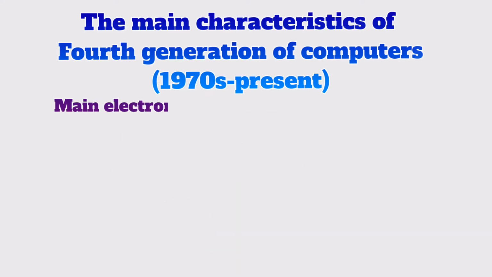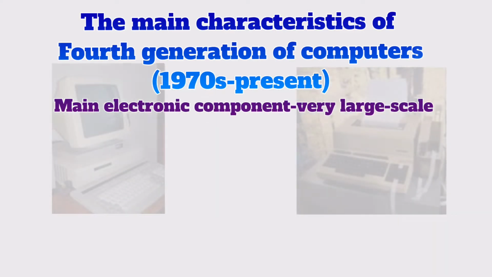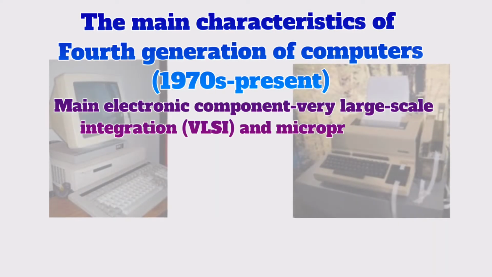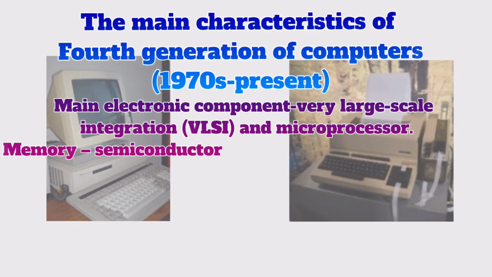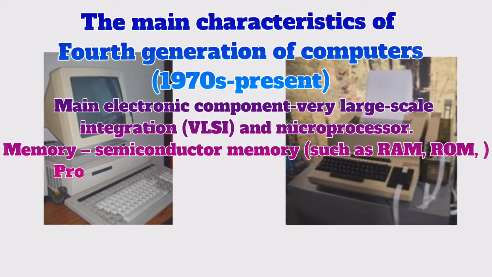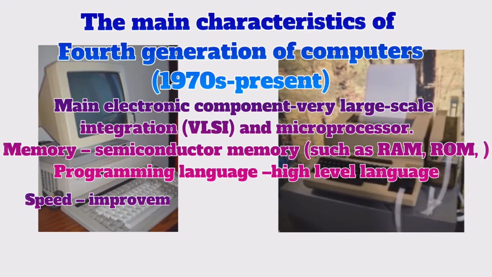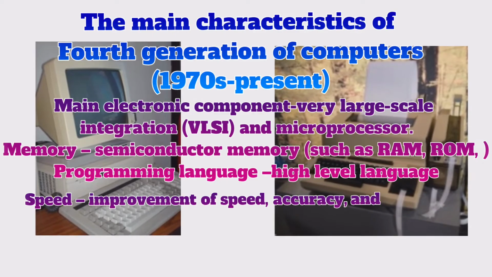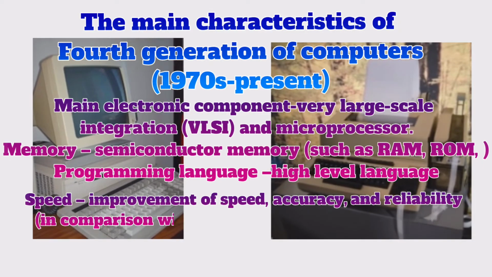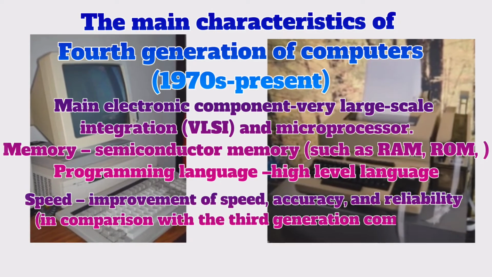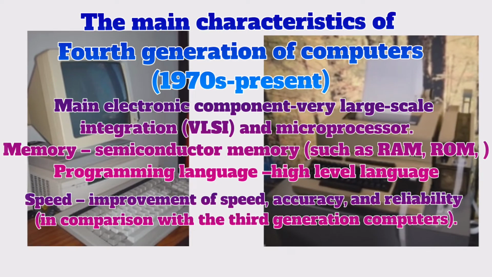The main characteristics of the fourth generation of computer, 1970 to present: Main electronic component, very large scale integration, VLSI, and microprocessor. Memory, semiconductor memory such as RAM and ROM. Programming language, high-level language. Speed, improvement of speed, accuracy and reliability in comparison with the third generation of computer.